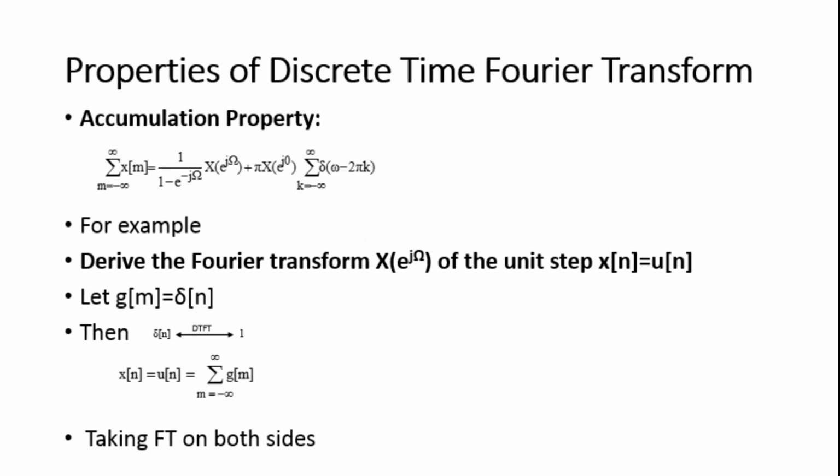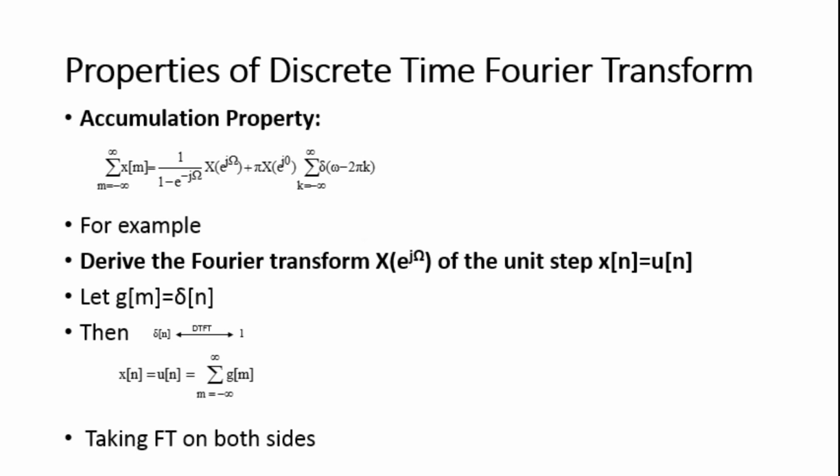Next property is the accumulation property, that is, summation m equal to minus infinity to infinity x of m is equal to 1 divided by 1 minus e power minus j omega into x of e power j omega plus pi into x of e power j 0 summation k equal to minus infinity to infinity delta of omega minus 2 pi k.